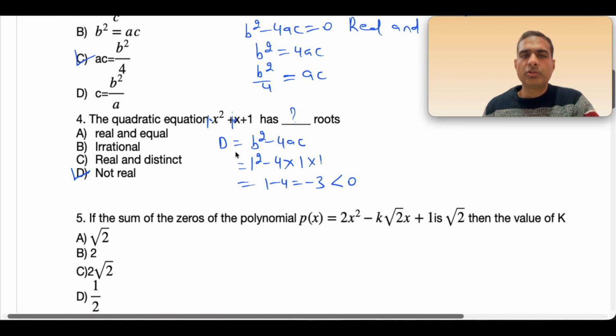We just found out the discriminant, and from the given equation x square plus x plus 1, the coefficient of x was 1, that is b. So 1 square minus 4, a is 1 and c is also 1. So 1 minus 4 is minus 3. Discriminant was less than 0. So we said that the roots are not real.